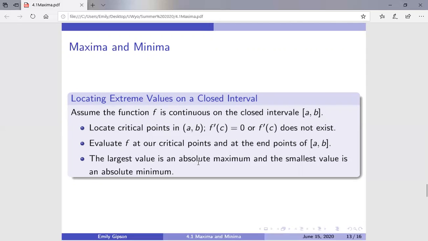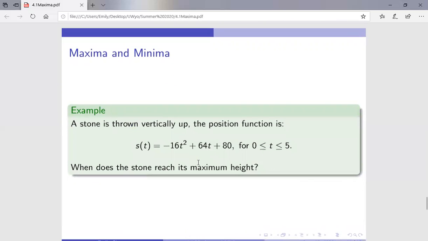So what does this look like? Here I've got a stone that is thrown vertically upwards, and the position function is s of t equals negative 16t squared plus 64t plus 80 on the closed interval 0 to 5. And I want to know, when does the stone reach its maximum height? So use the steps we set up just the slide before and see how far you can get.